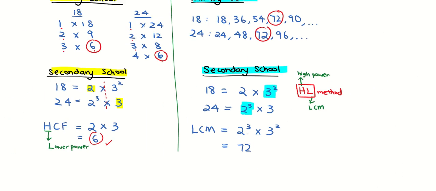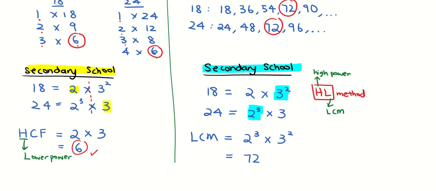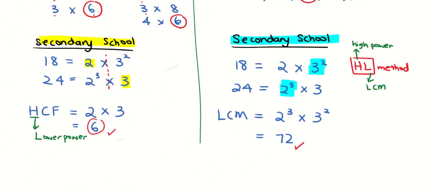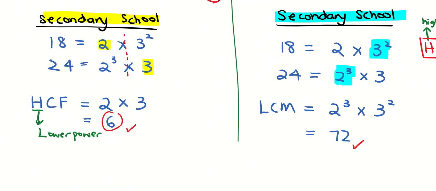Isn't it the same as what we got for primary school method? Yes, and it is also more efficient if you have the prime factorization. So as you can see, the HL method can be used for LCM and also for HCF, because HL for HCF means HCF use the lower power.